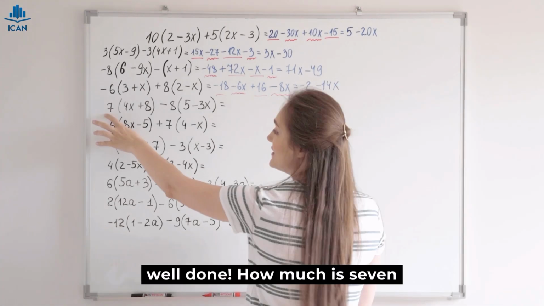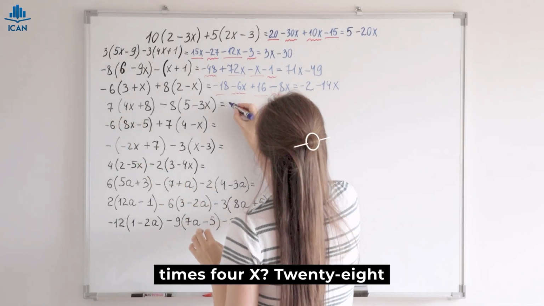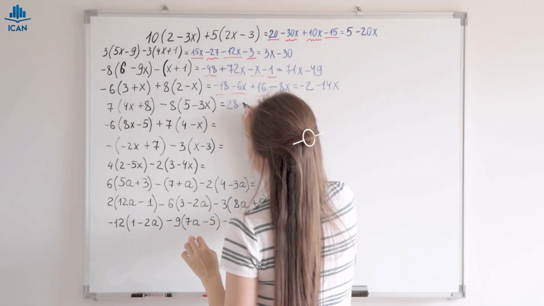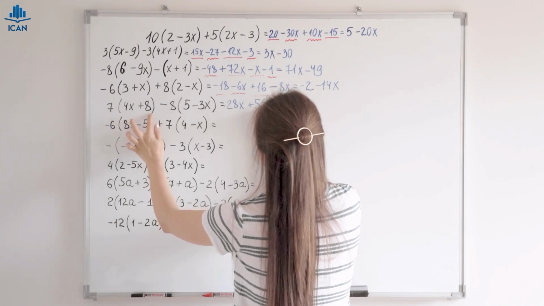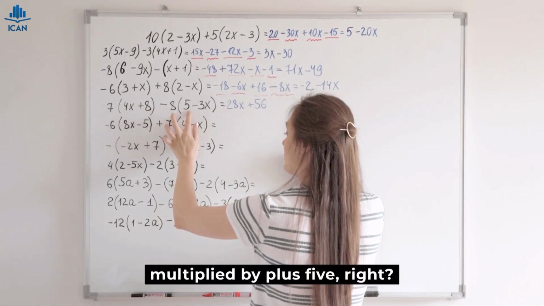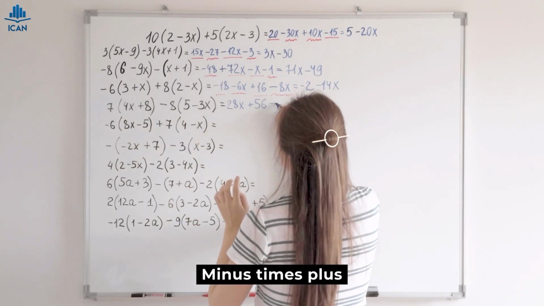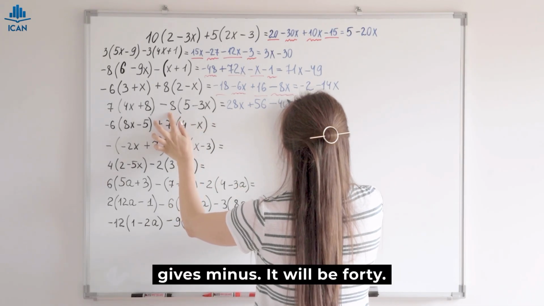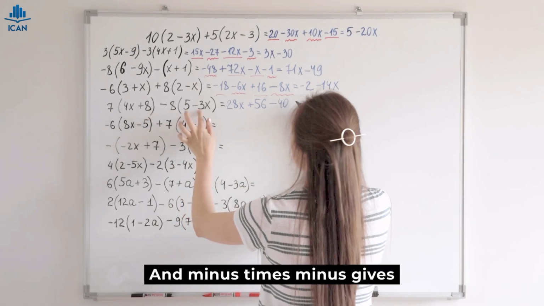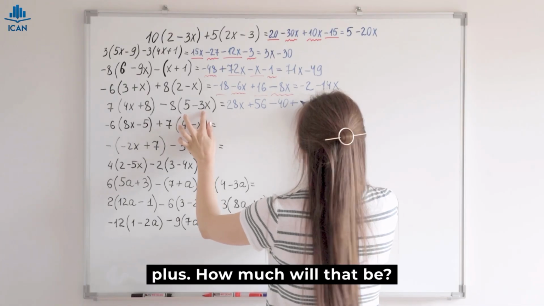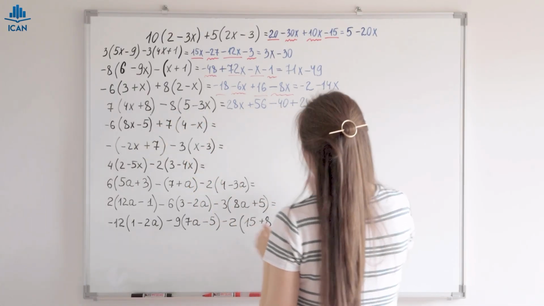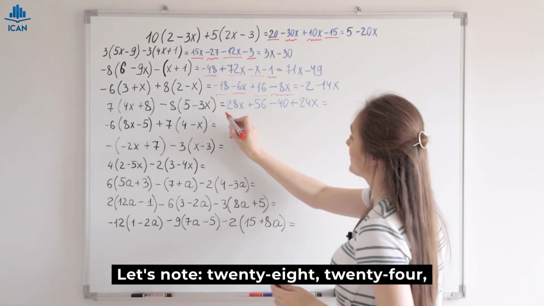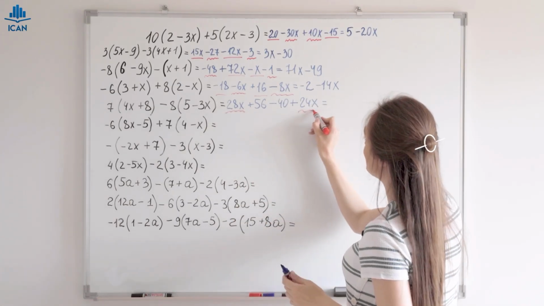Excellent, well done. How much is 7 times 4x? 28x. 7 times 8 plus 56. Minus 8 multiplied by plus 5, right? Minus times plus gives minus. It will be 40, and minus times minus gives plus. How much will that be? 24x. Let's note 28, 24, 56, 40.